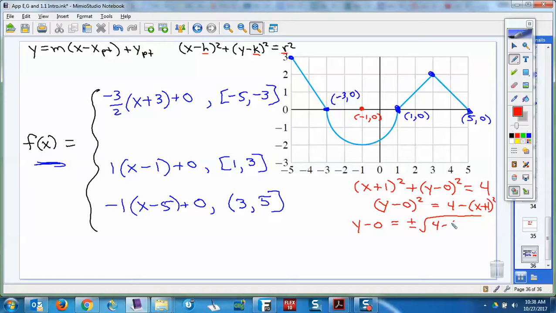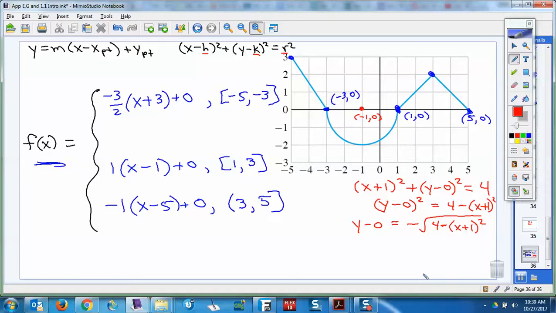Now, here's the thing. Let's talk about a circle for a minute. Is this graph a full circle? No. If it was a full circle, it wouldn't be a function, would it? It would fail the vertical line test, right? It wouldn't be a function. What we have is the bottom half of the circle. Well, that's what the plus minus is. The plus is the top half of the circle. The minus is the bottom half of the circle. Which do we want? We want the bottom half of the circle. So we're going to erase the plus, and we're going to keep the minus there. Okay? So we're going to have the minus square root because it's the bottom half of the circle.